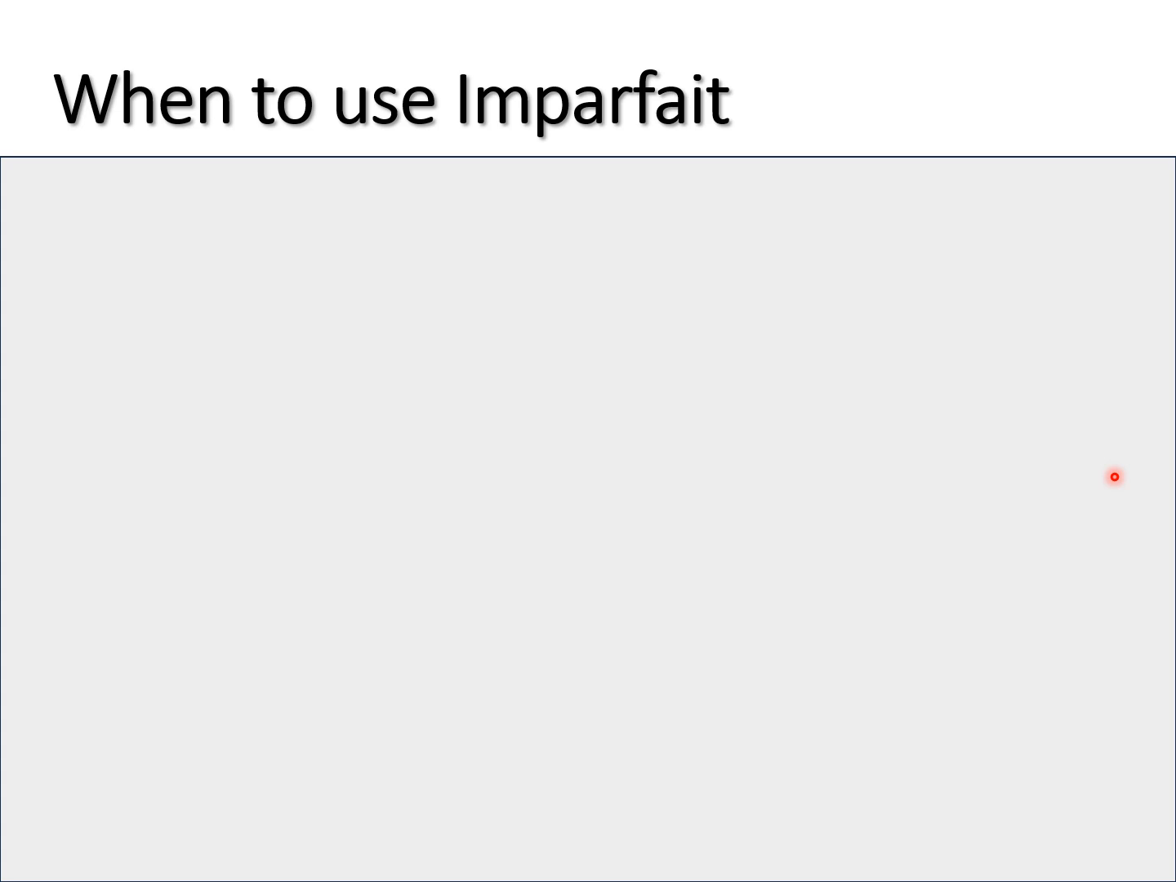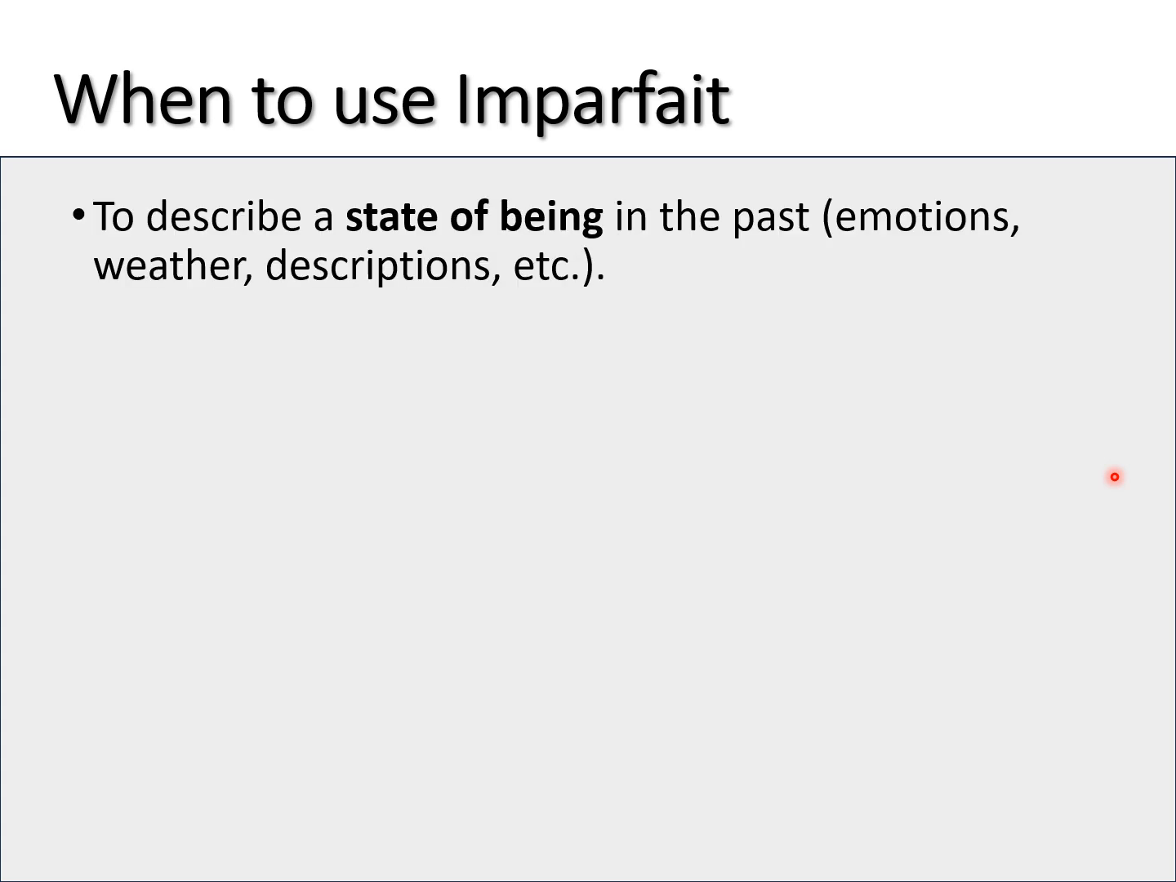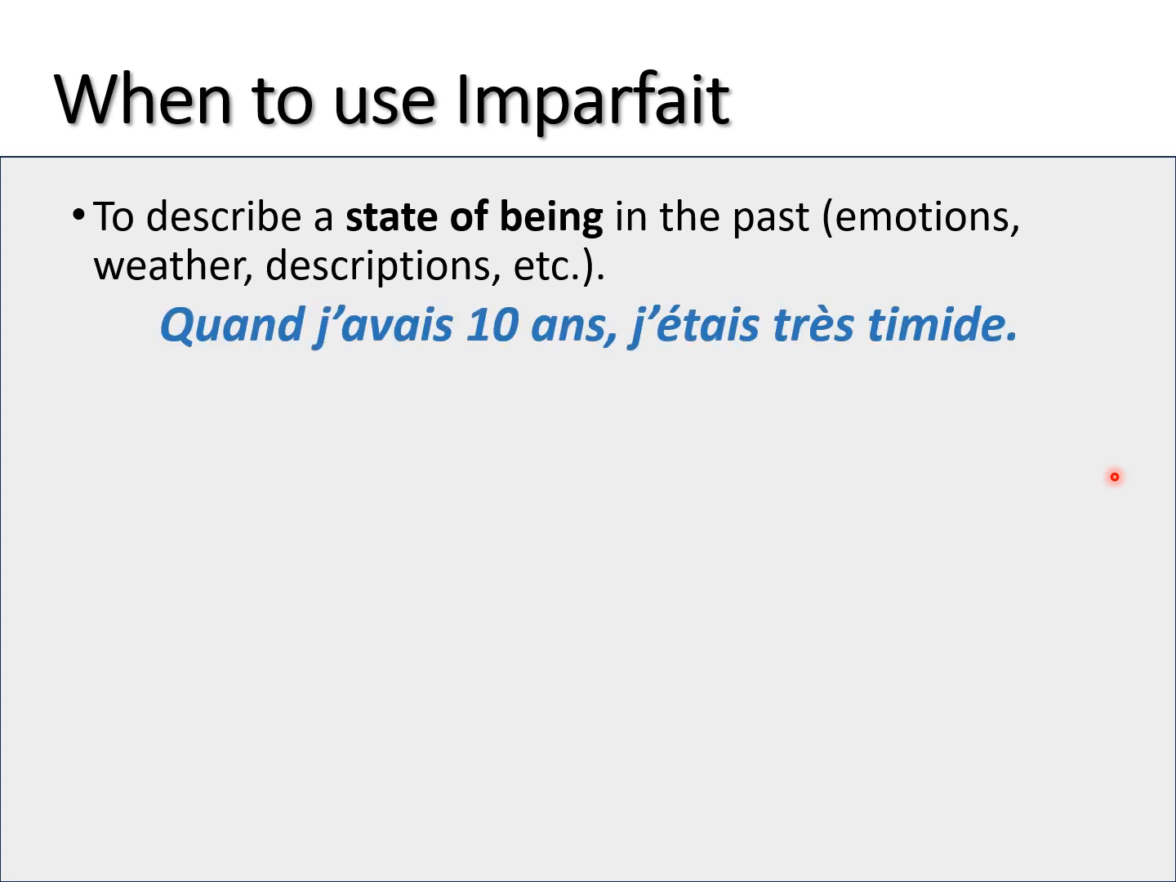So you can think of the passé composé as expressing a completed action in the past. Imparfait, think of it more as description in the past. So it could be describing a state of being, an emotion, a weather, what somebody was wearing. Quand j'avais 10 ans, j'étais très timide. When I was 10, I was very shy. So these are states of being in the past.